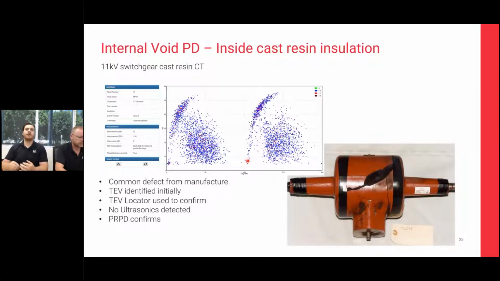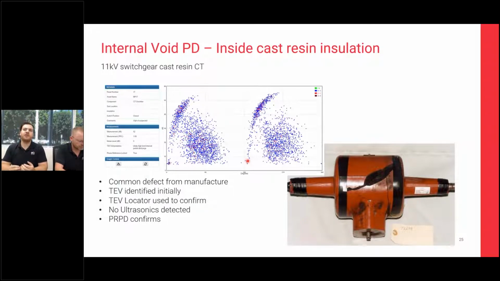So for this one, we went through a couple of different steps in order to figure out where it was likely coming from. The first was to look up in databases if there are any common manufacturing defects within that switchgear, and it happened that there was within the CTs. We also on site do a lot of time of flight location using the UltraTEV Locator. So this particular one located it to a specific panel and then to the CT chamber as well, is where the signals were the highest.